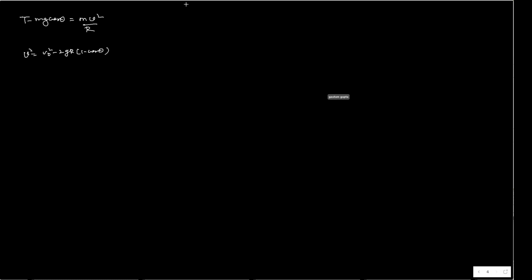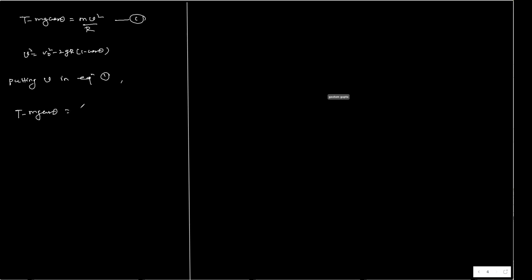So let us substitute v from equation 2 in equation 1. Putting v in equation 1, what will you get? You will get T minus mg cos theta is equal to m by r into v naught squared minus 2gr into 1 minus cos theta. So T minus mg cos theta is equal to mv naught squared by r minus 2mg, where r will get cancelled, into 1 minus cos theta.